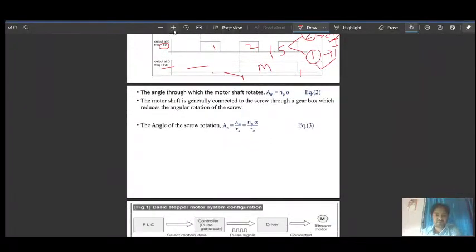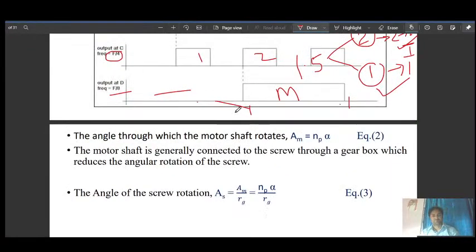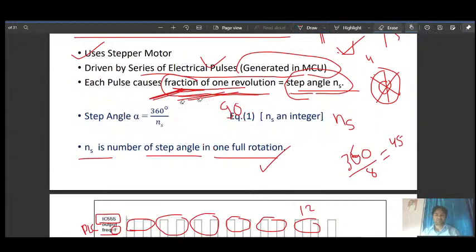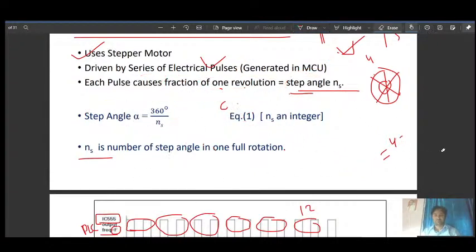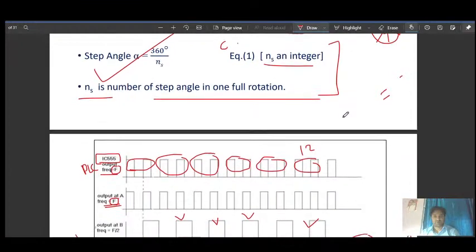Okay, note down this equation: step angle is 360 by Ns, where Ns is the number of step angles in one full rotation. I hope you have written.